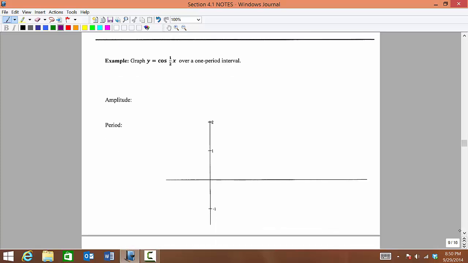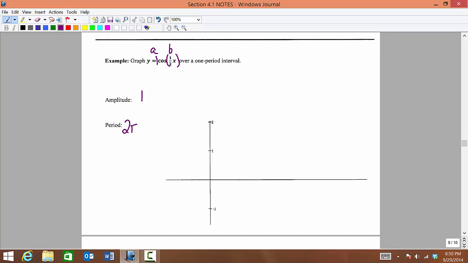So let's say that we want to graph y equals cosine of 1/2 x over a 1 period interval. The amplitude is the number that's being multiplied out front, outside of our function, and that's an implied 1, so our amplitude is 1, and that's our a. The b is the number that's being multiplied times the inside of the function. So 1/2 x is our input, so our b is 1/2.